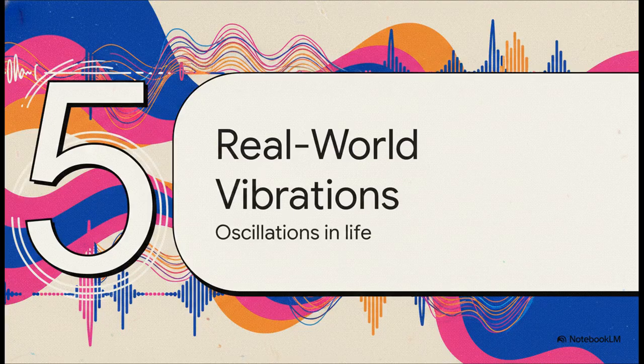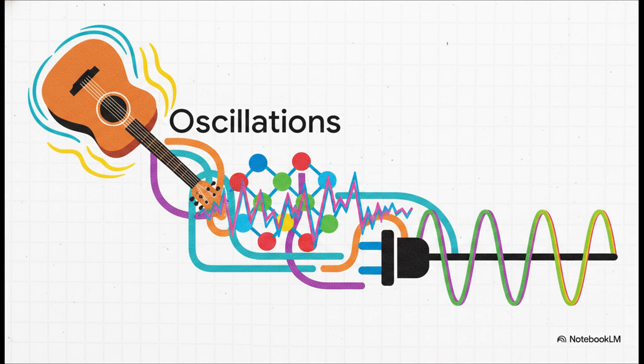Section 5. Real-world vibrations. Let's look at oscillations in everyday life. The physics of oscillations isn't just restricted to church chandeliers. It is quite literally everywhere. When you strum a guitar, the string vibrates, and the surrounding air molecules oscillate, propagating a sound wave straight to your ear. On a microscopic level, atoms within solid materials are constantly vibrating in simple spatial patterns about their equilibrium positions, and the average energy of those vibrations is what we actually feel as temperature.